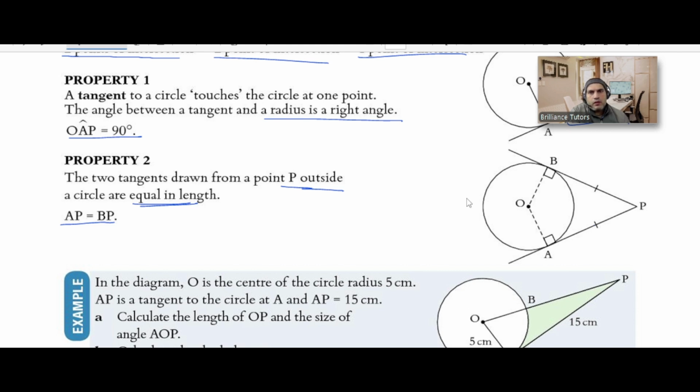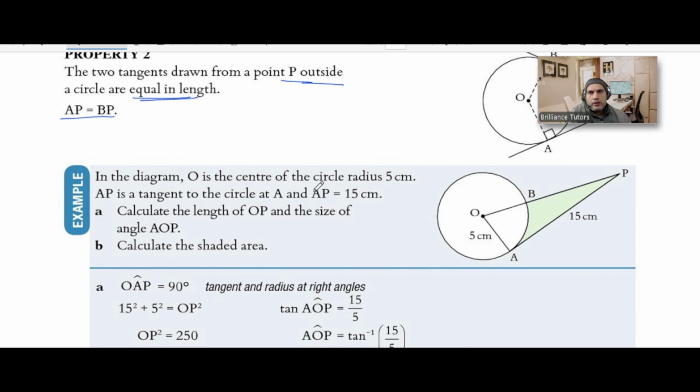We also know this. In this question, O is the center of the circle with radius 5. AP is a tangent to the circle at A, and AP equals 15. So this angle will be 90 degrees and the radius is 5. We have to calculate the length of OP and the size of the angle AOP. So this angle we have to find, and also the length of OP. This will be the hypotenuse in the right angle triangle.